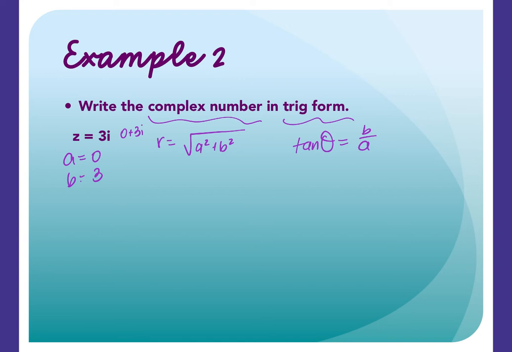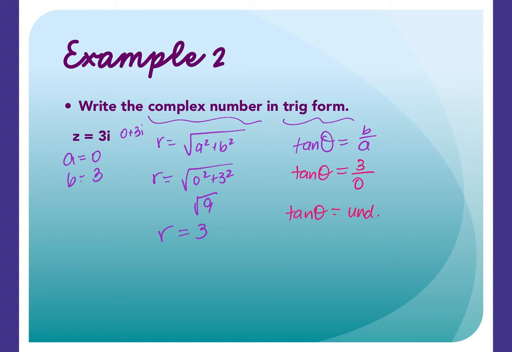All right, so now I can find my r. My r is the square root of 0 squared plus 3 squared, which would be the square root of 9, goes back to 3. Then I get tan of theta equals the B is 3, the A is 0. What happens when I divide by 0? It's undefined, so I get the tangent of theta equals undefined.